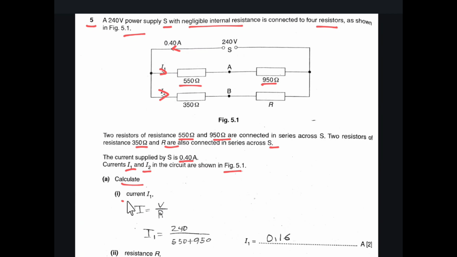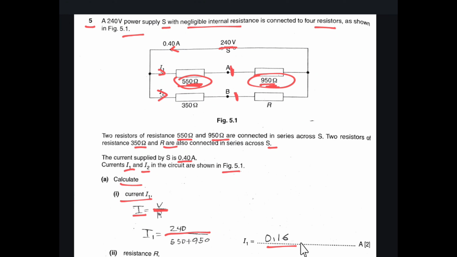So calculate I1. As we know, the current is equal to potential difference divided by resistance, and to calculate the value of I1, we know that the total resistance is 550 plus 950, and the potential difference is 240. Since across a parallel circuit the potential difference remains the same, at this point it is 240 and at this point it is 240. So total voltage, that is 240, divided by total resistance, that is this resistance plus this resistance, the current comes to be 0.16, corrected to significant figures.